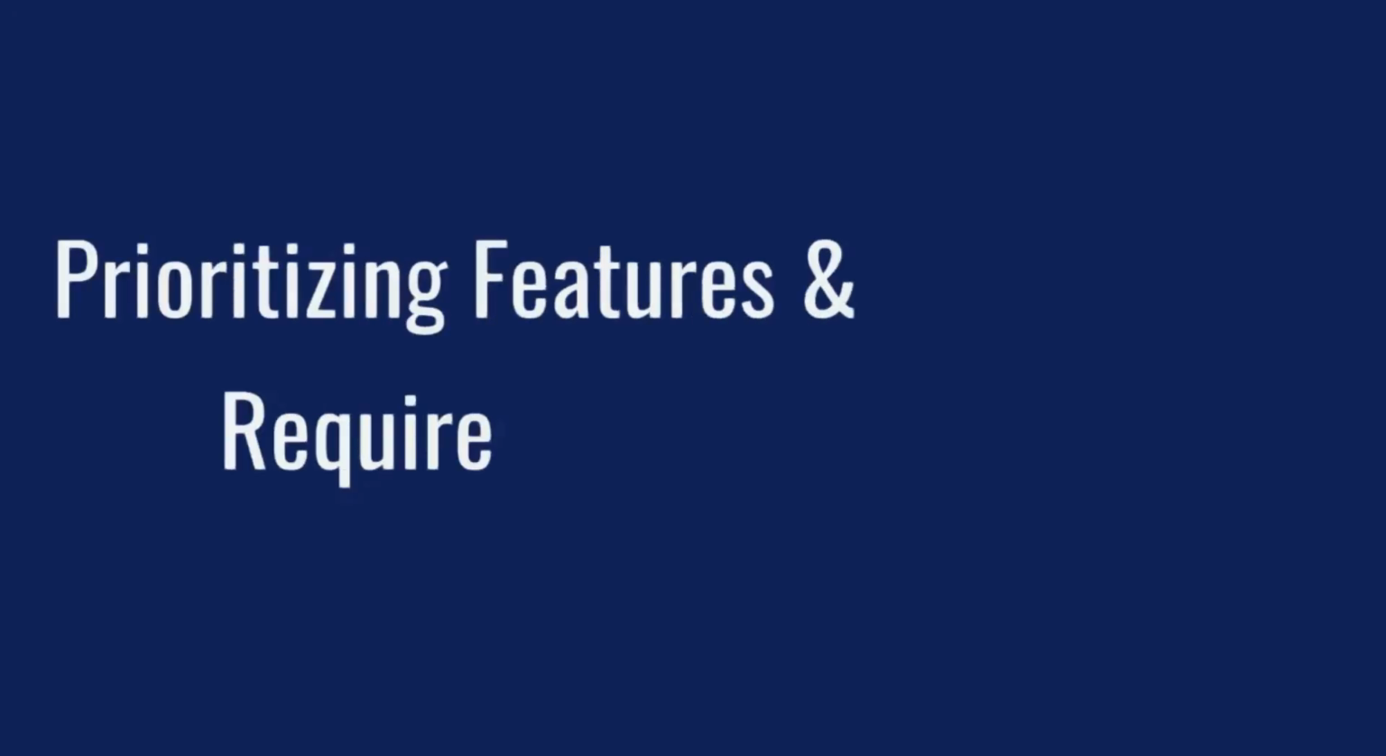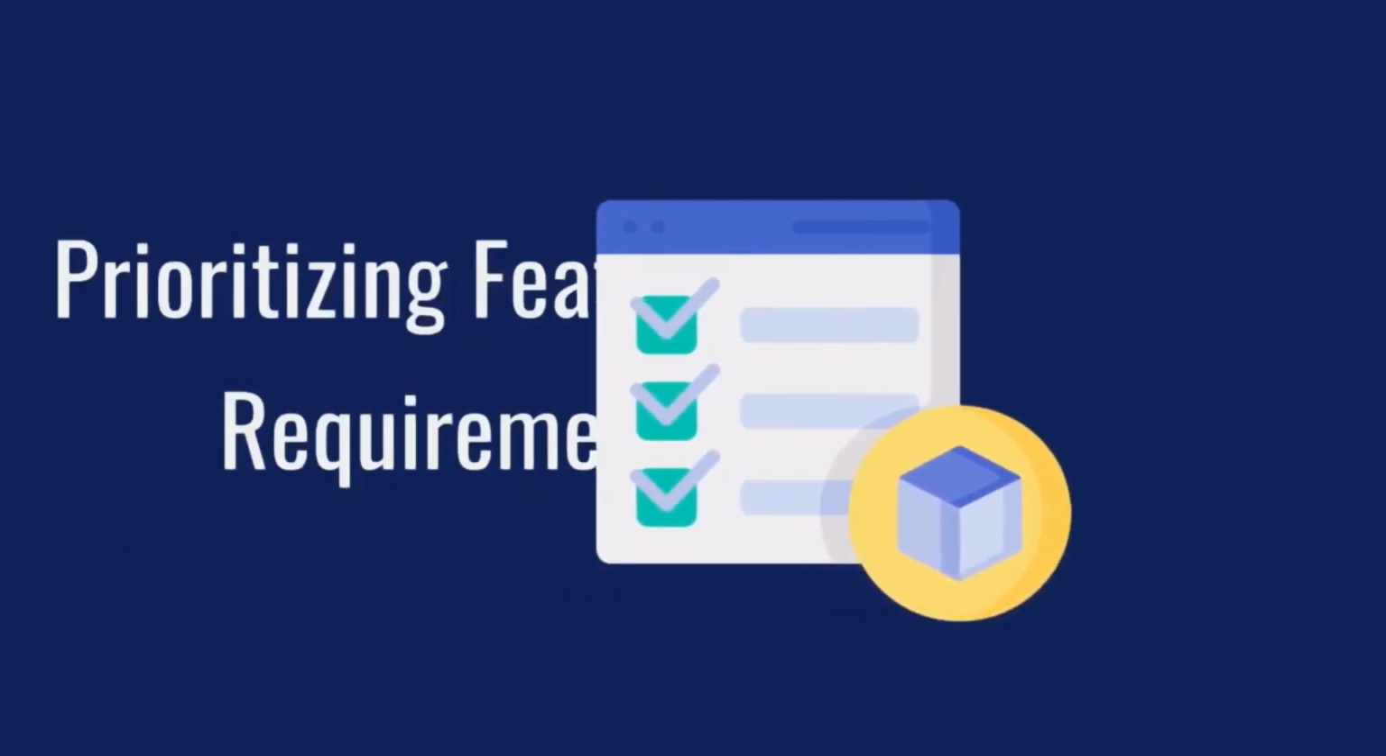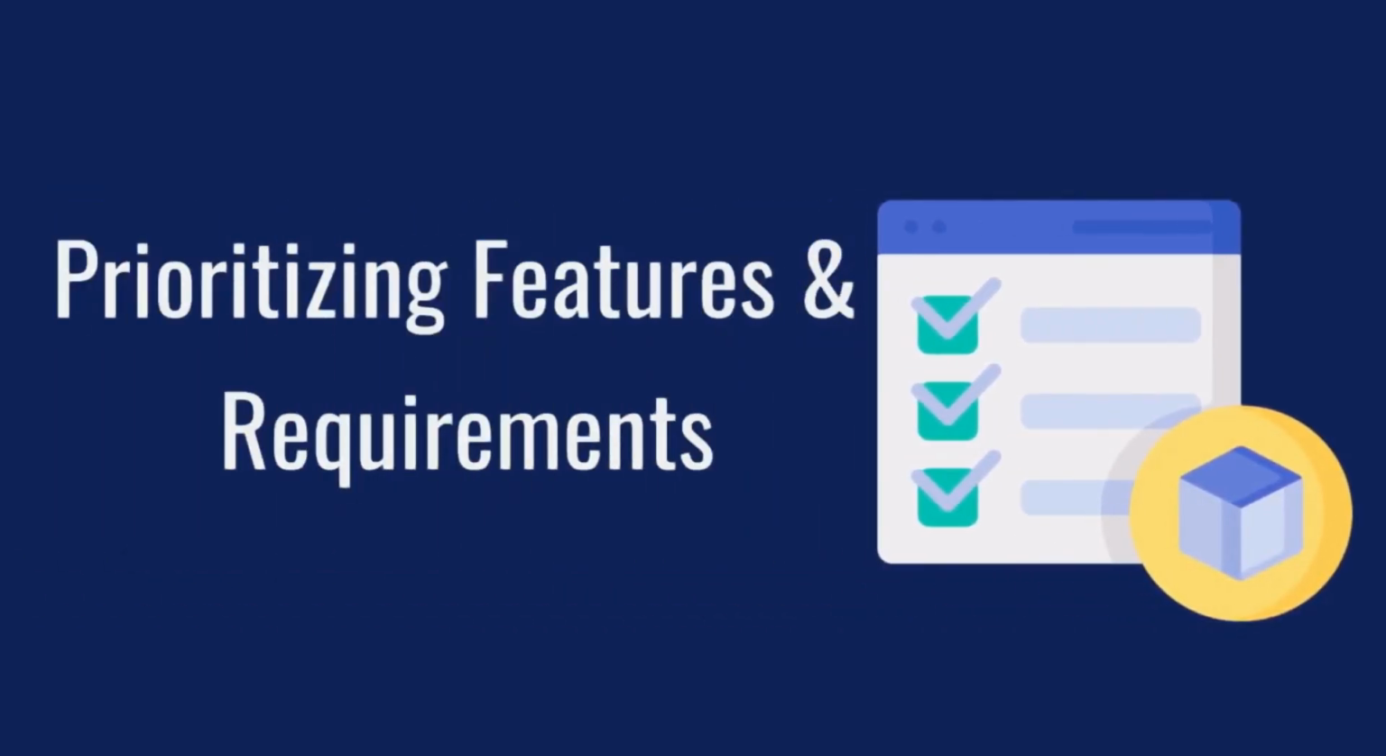Topic: Prioritizing features and requirements. Product management requires prioritizing features and requirements in order to ensure that the most valuable and impactful work is completed first. Prioritizing features and requirements effectively can be achieved by the following steps.